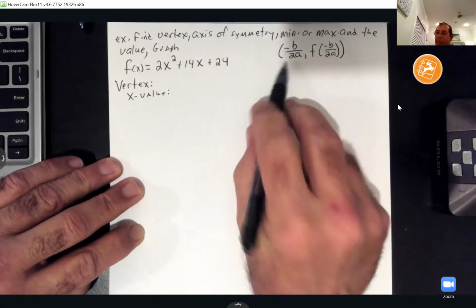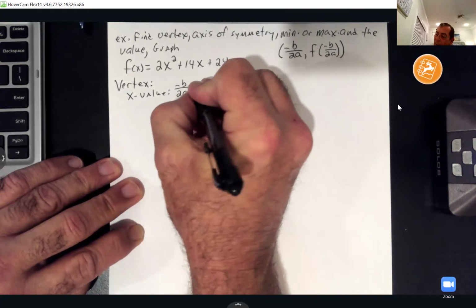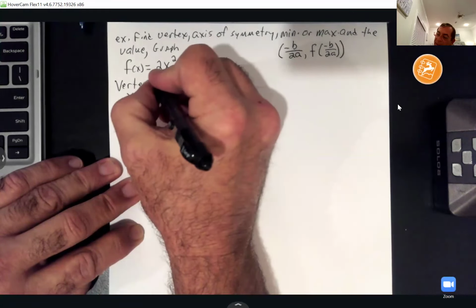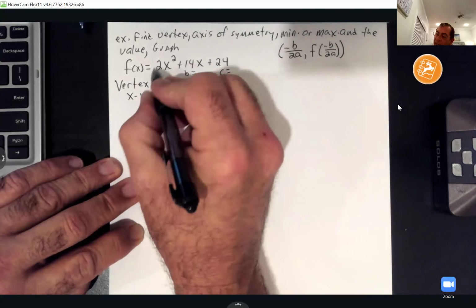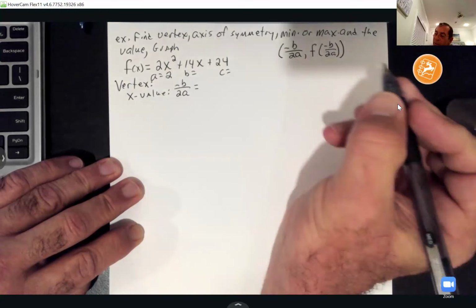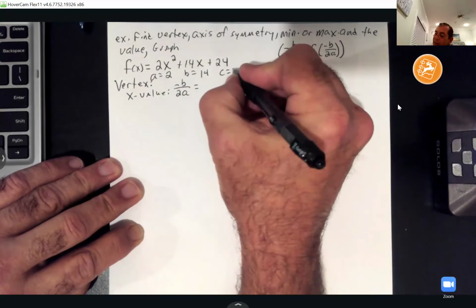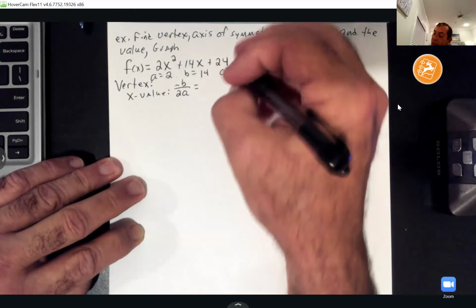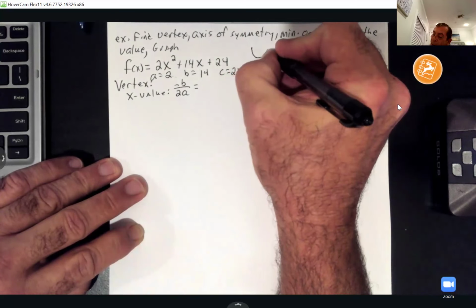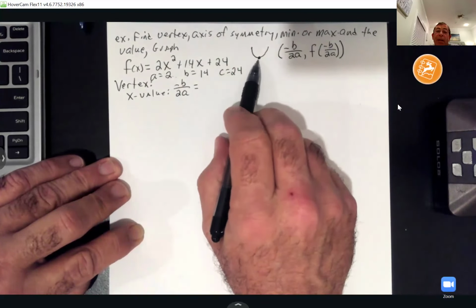Well, y'all, negative b over 2a. Oh, we got to put a, b, and c here. Well, I forgot that. a is positive 2, b is 14, and c is 24. So the a is positive again. So remember, since a is positive, we definitely got a minimum on this one.